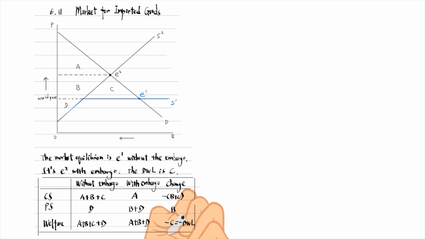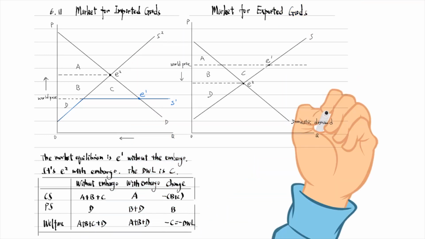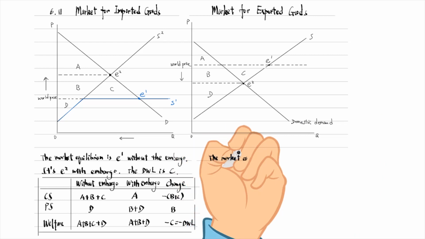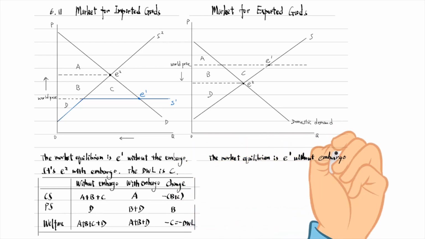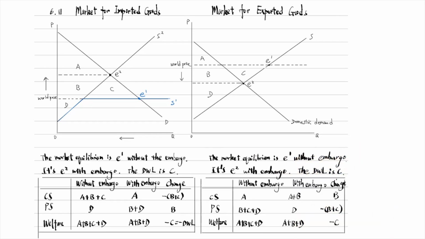Next, we examine the market for exported goods. Suppose the world price of the exports is higher than the domestic price. The market equilibrium is E1 without the embargo. The consumer surplus is A, and the producer surplus is B plus C plus D, because the producers not only sell goods domestically but also abroad.